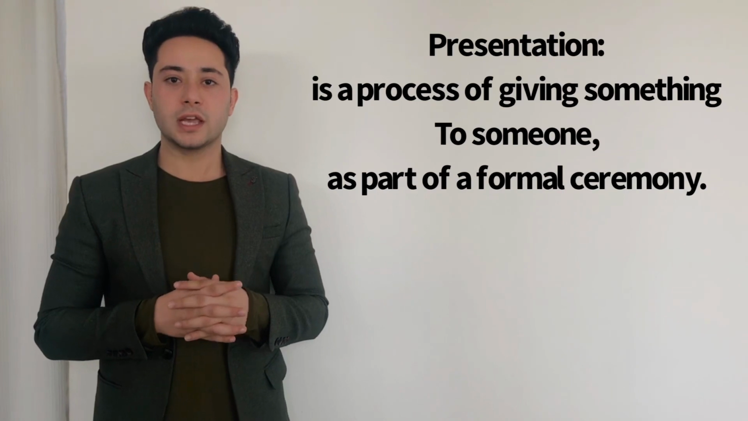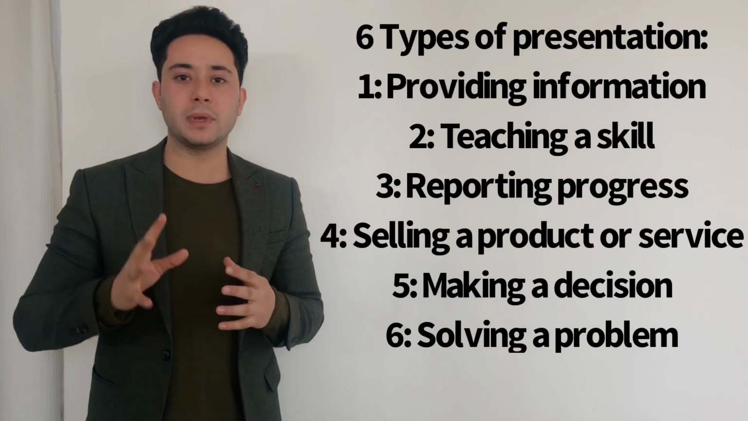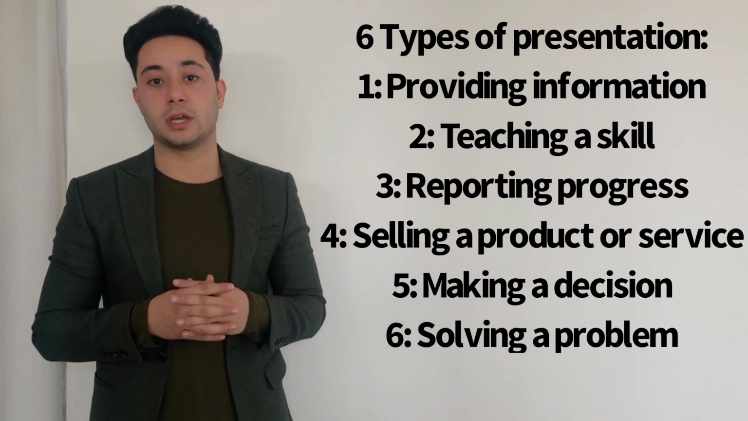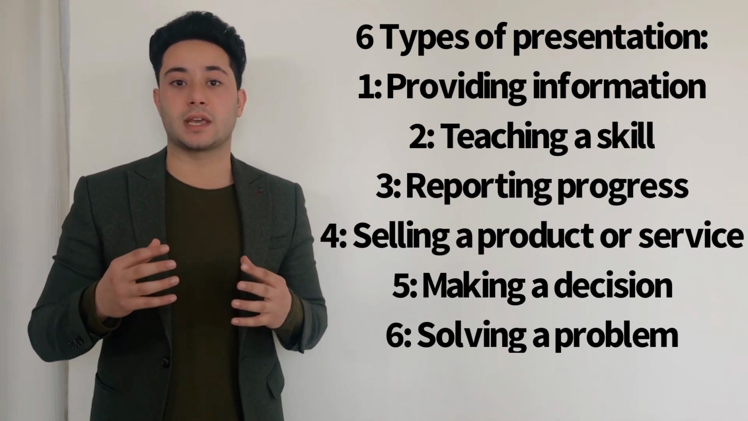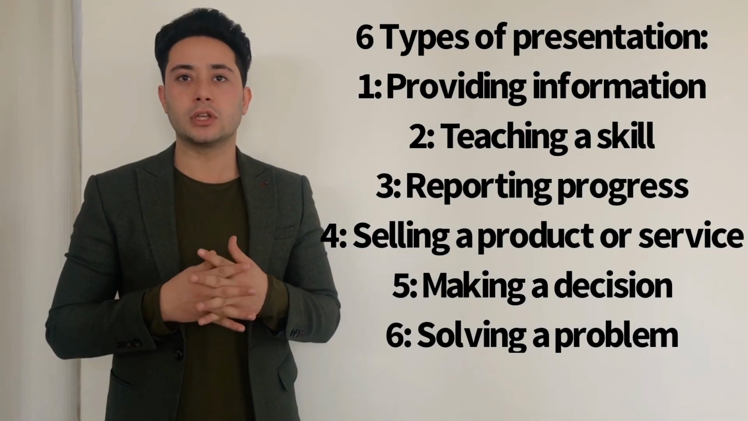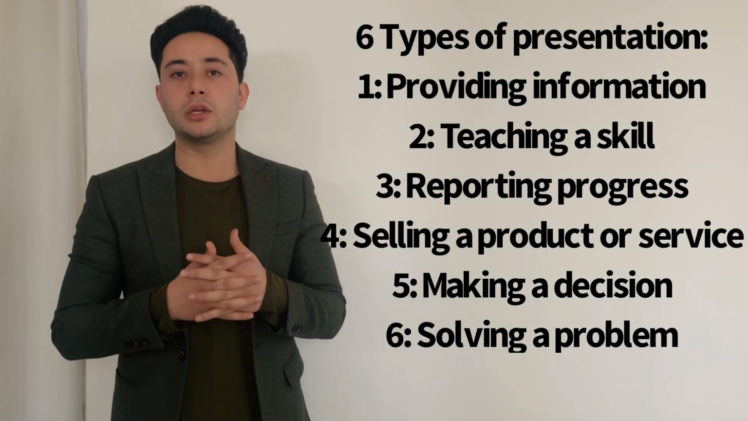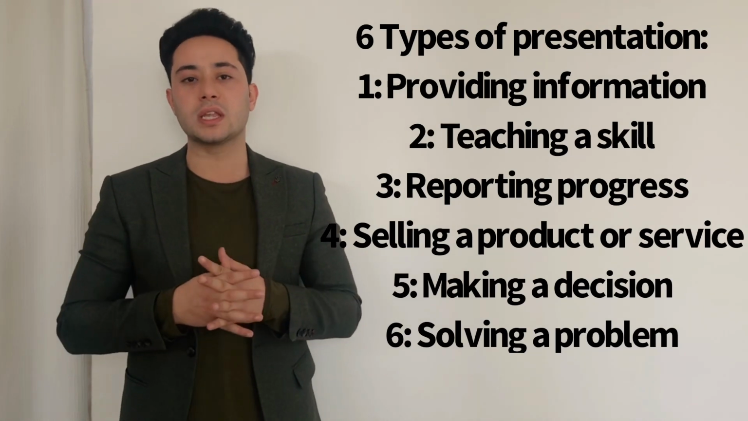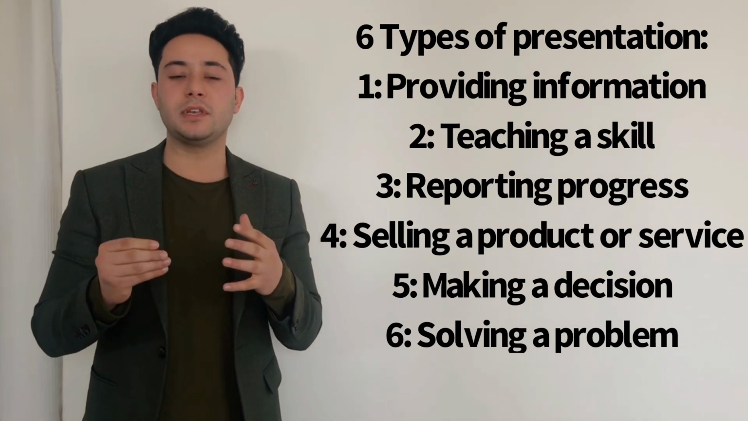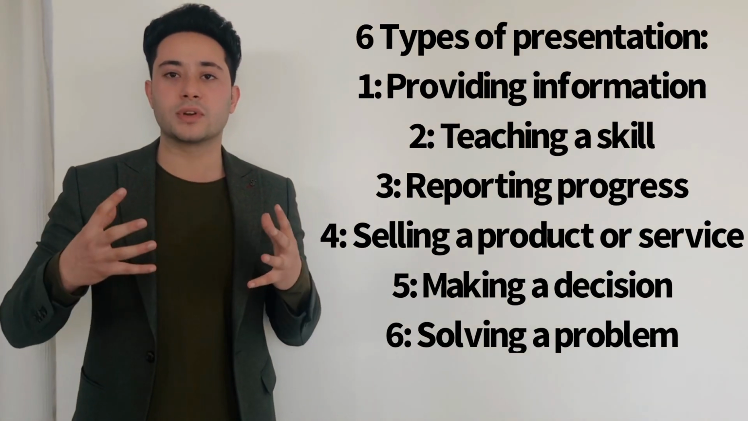My dear all friends, generally there are 6 main types of presentation in English. The first one is providing information. The second one is teaching a skill. The first one, which is called providing information, means that you are going to provide information and you want to give it or transfer it to your listeners. And the second one is teaching a skill. It means that you want to use your skill to teach someone.